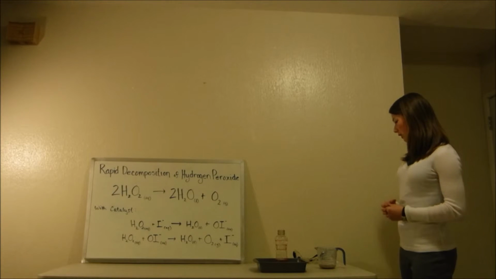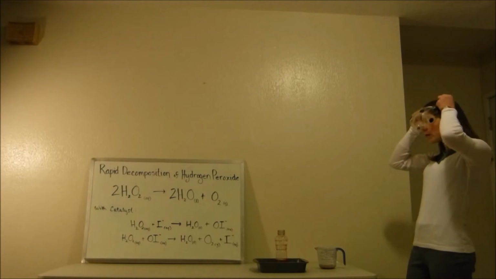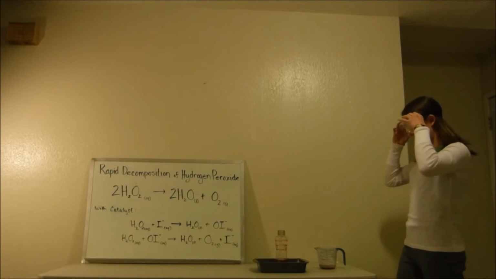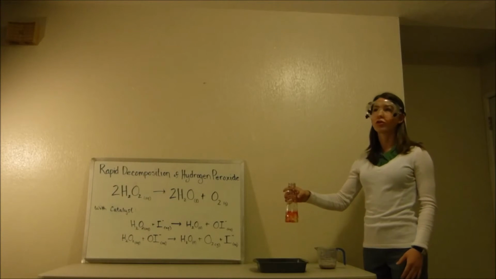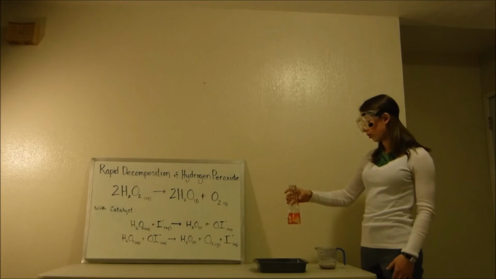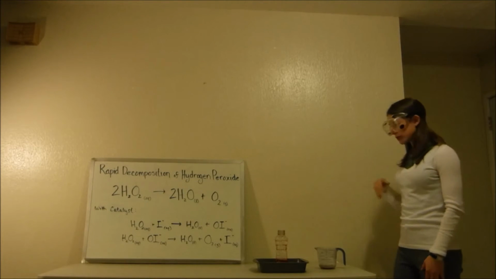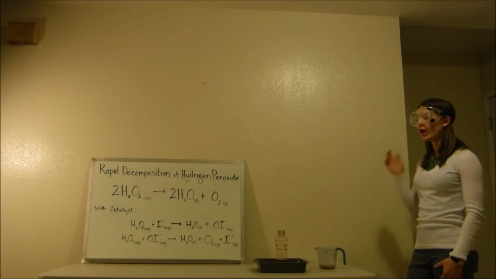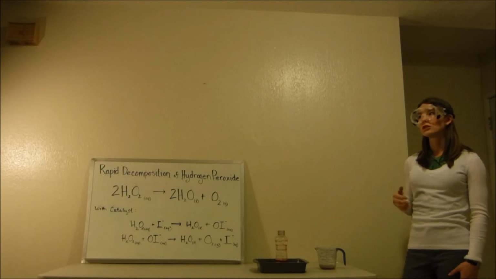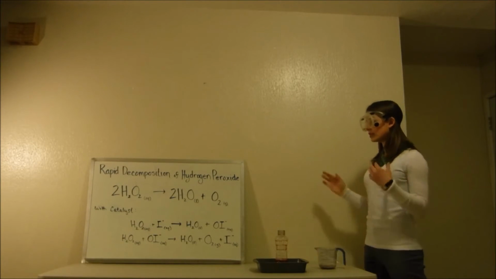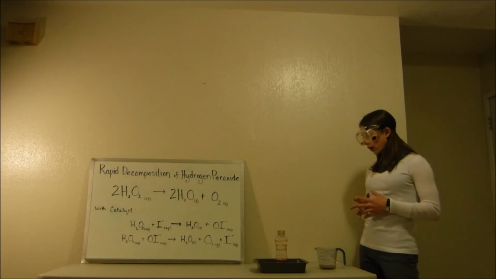Alright, so I think we're ready to do this. Goggles on, shall we? Alright, here in the bottle we have hydrogen peroxide, 3%, which is really common at drugstores. You can easily find that. 3% obviously not very concentrated, and so this is a pretty mild reaction. We would see a much more exciting reaction if we use something like 30% concentration.